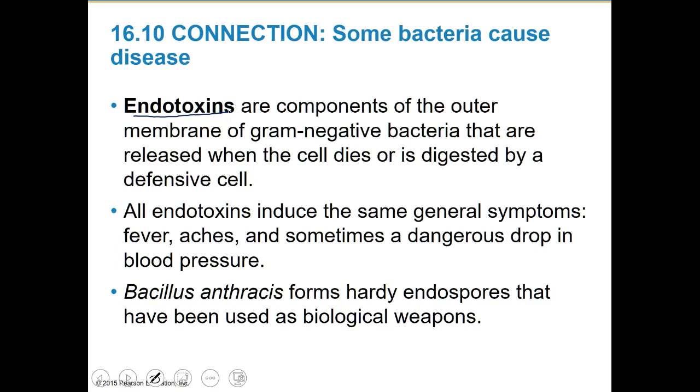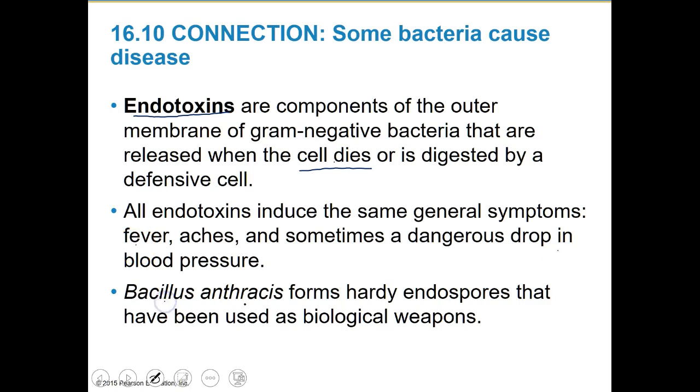Endotoxins are components of the outer membrane of gram-negatives that are released when the cell dies. So it's a toxin that's held within that particular cell, and when it's digested, that's when it gets released. All endotoxins include the same general symptoms: fever, aches, and sometimes a dangerous drop in blood pressure.